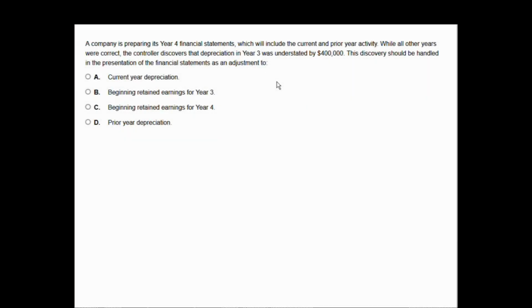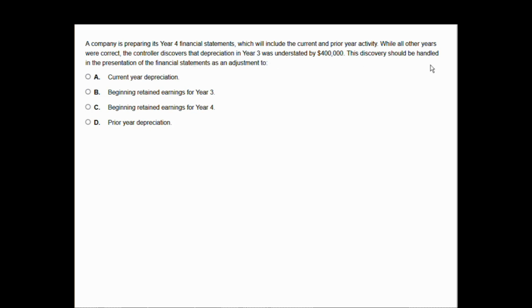はい、今日は新しいセクションに入ります。Accounting changes and error corrections. The company is preparing its year 4 financial statements, which will include the current and prior year activities, while all other years were correct.